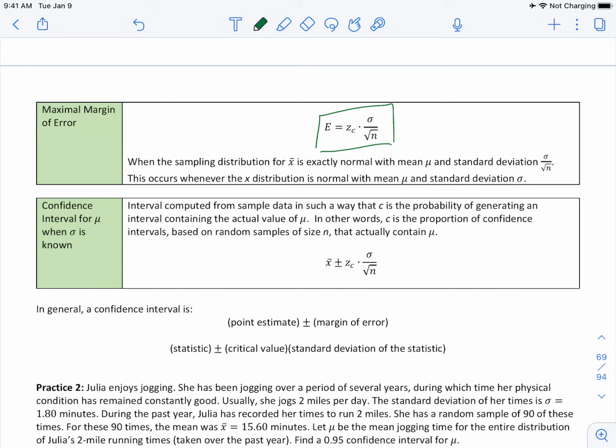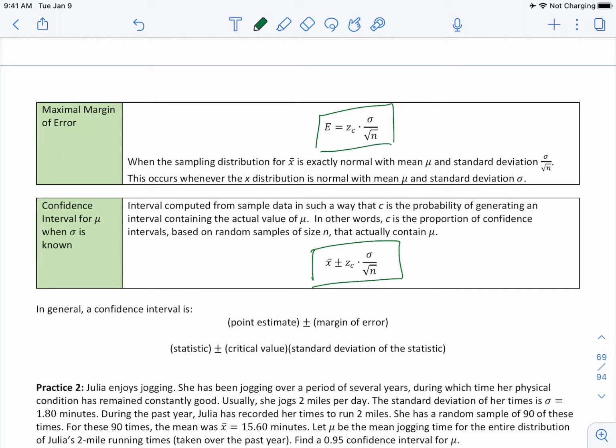Again, this is the one for the margin of error, and then our confidence interval formula is right here. In general, a confidence interval is your point estimate plus or minus the margin of error, which means you're going to have a statistic.